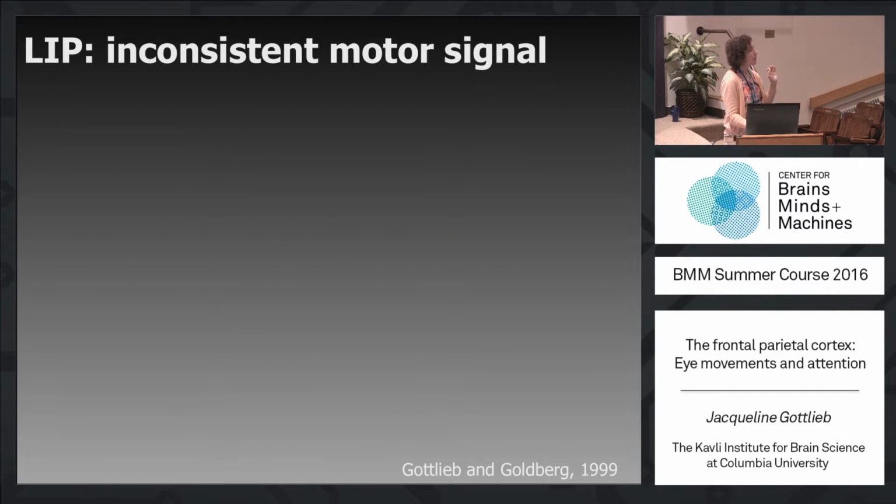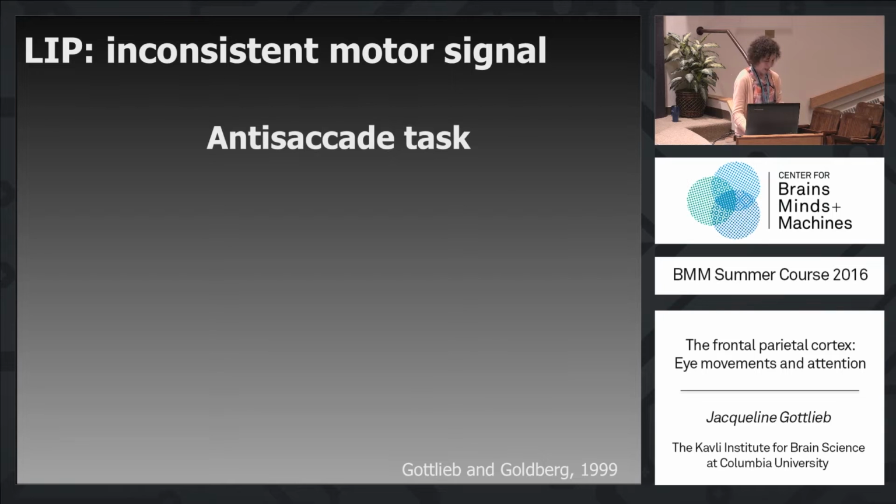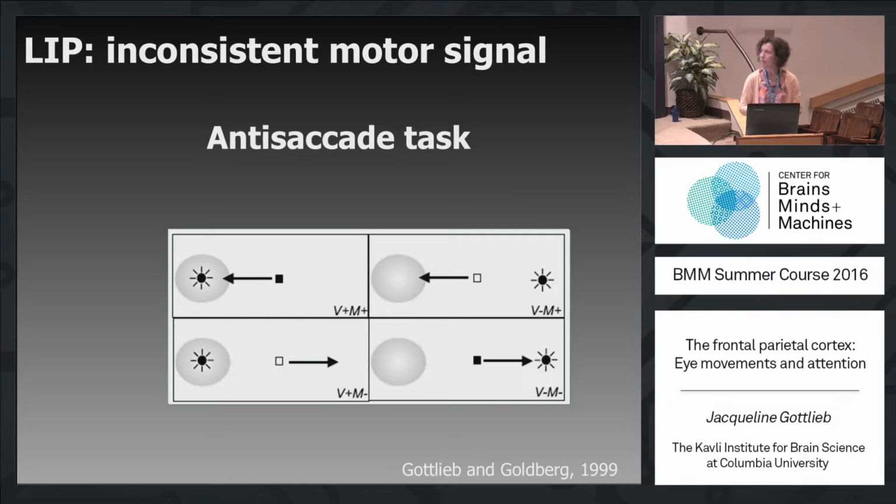LIP neurons are much more strongly visual, and they do not consistently signal eye movements. Can you look at LIP neurons and know whether an eye movement will occur? The answer is no. They are inconsistently related to eye movements. And this is one way in which we demonstrated this.